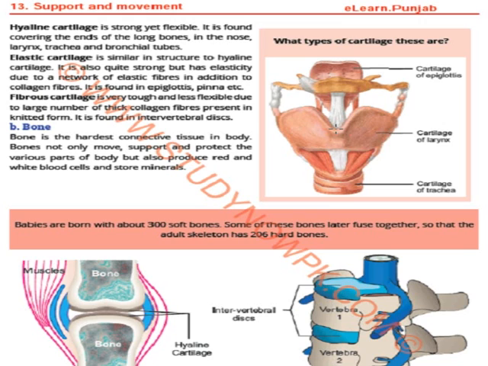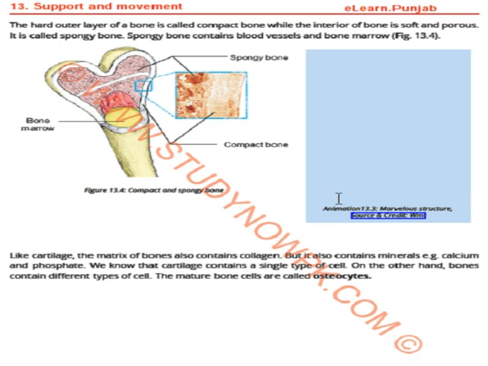Babies have 300 soft bones. The bones fuse together, which means they join and become bigger bones, and the resultant is 206 bones. The hard outer layer of a bone is called compact bone. See, now they are talking about the structure of the bone. The hard outer layer is a compact bone. This one is a compact bone.